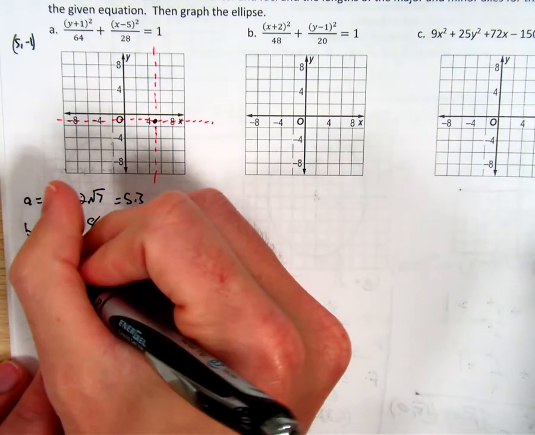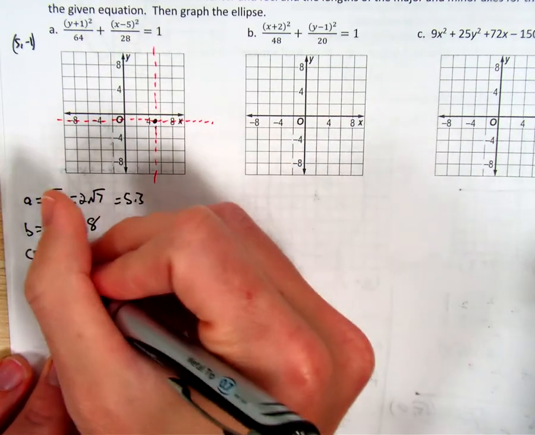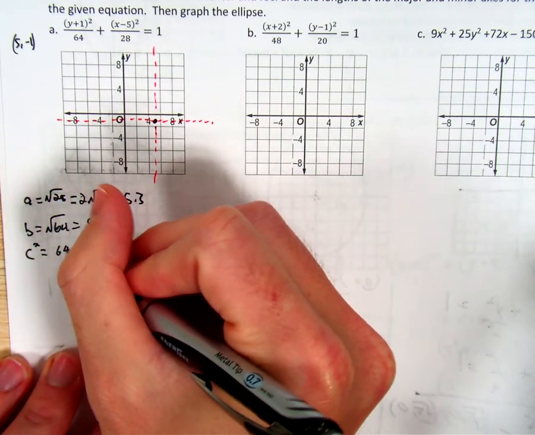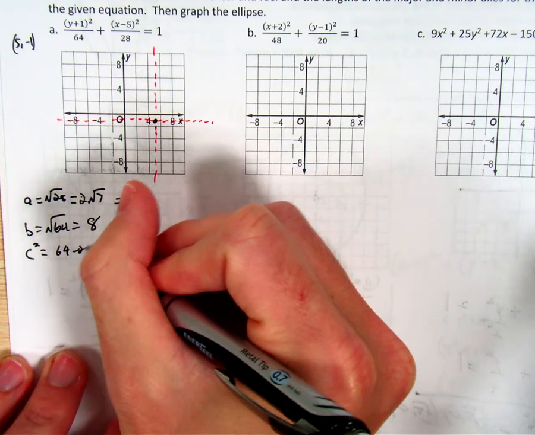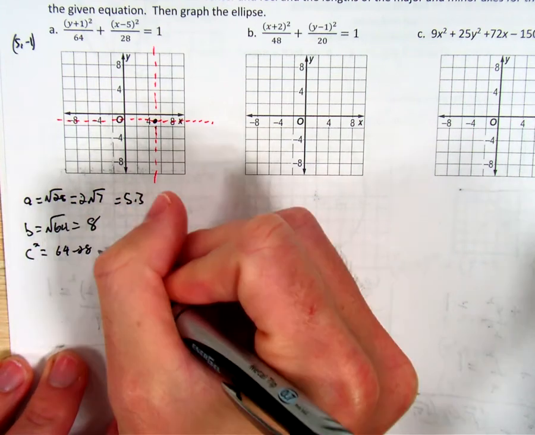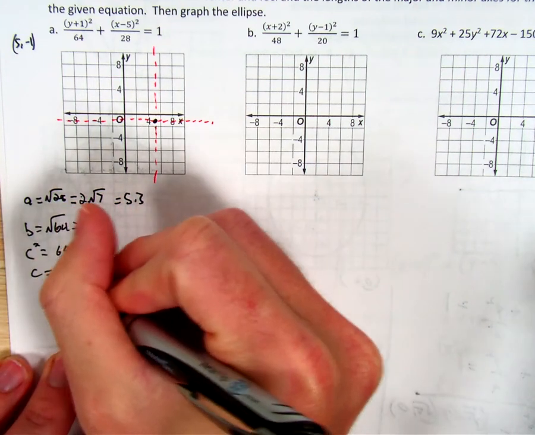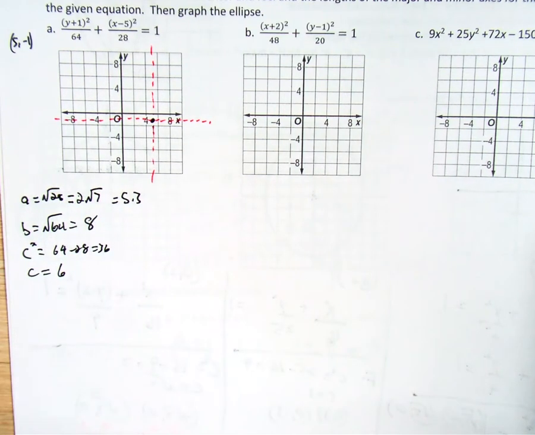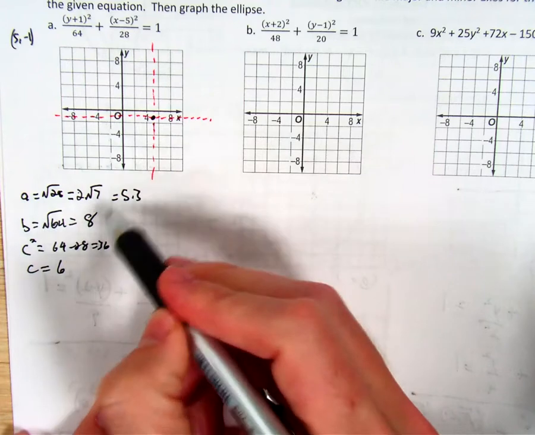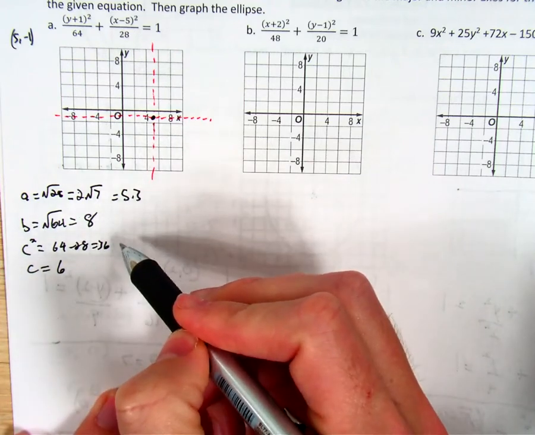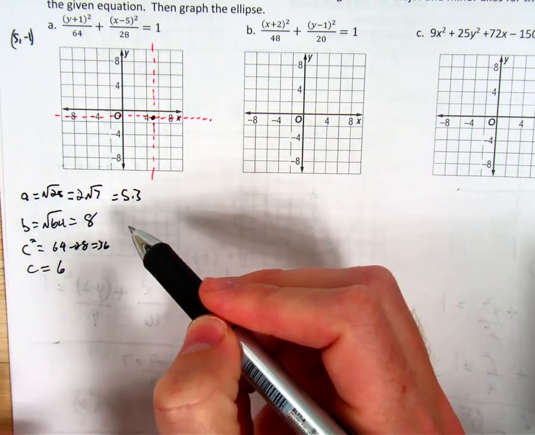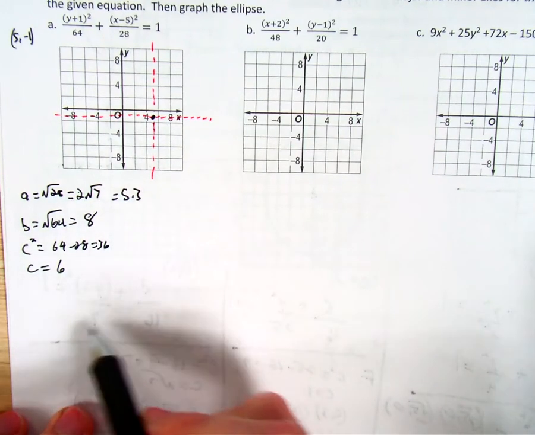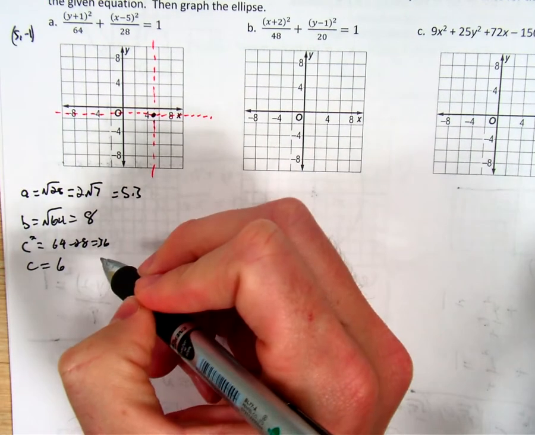Okay, and our c value, big minus little, c squared would equal 64 minus 28, 36, so c is equal to 6. Pretty nice right there. Now for me, I think it's almost easier to graph all our points right now from this. So I'm going to do that, and then we'll go through and actually put down what the actual points are. But I think it's easier to graph them from here.